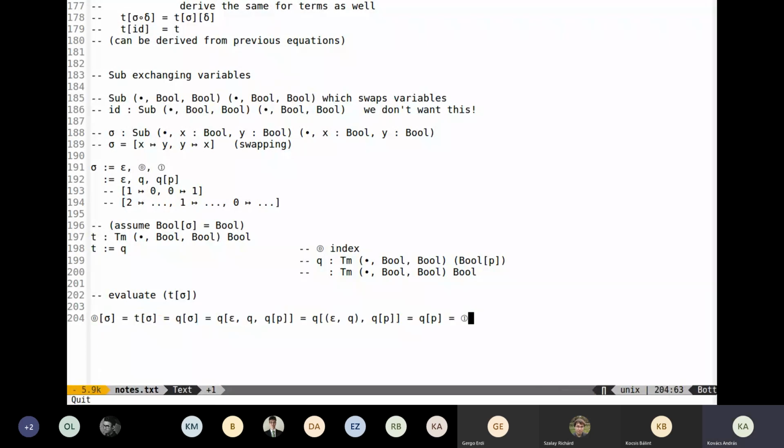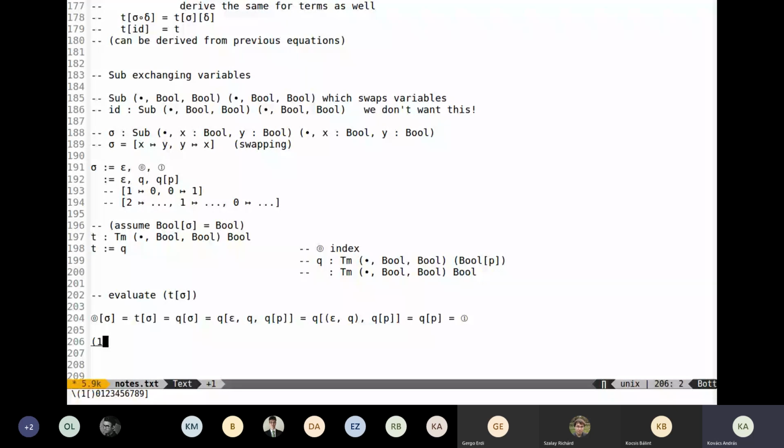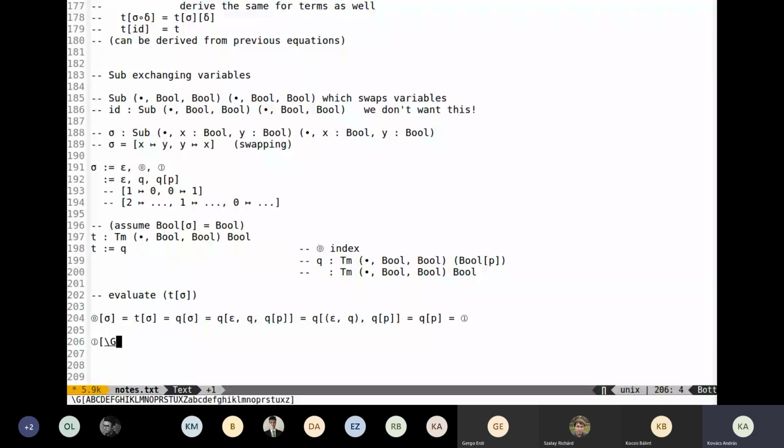So the swapping substitution from the 0 de Bruijn index computes the 1 de Bruijn index. And likewise, if we are starting from the 1 de Bruijn index, then obviously it will compute to the 0 de Bruijn index. So let's also look at that one.